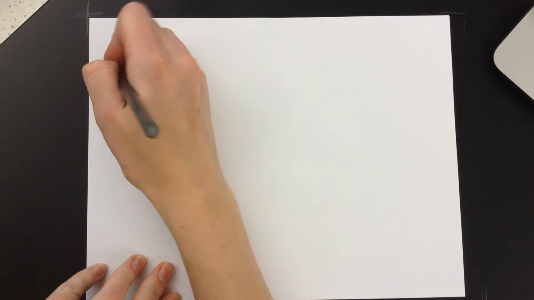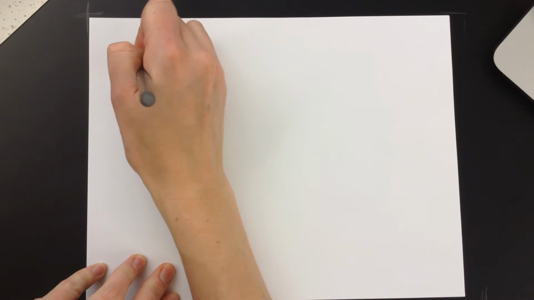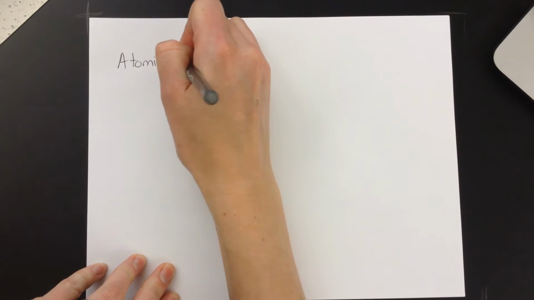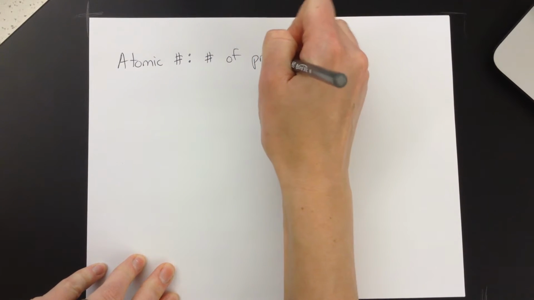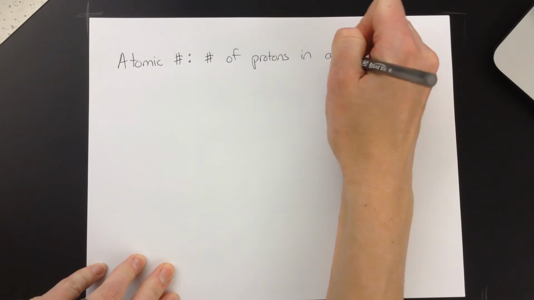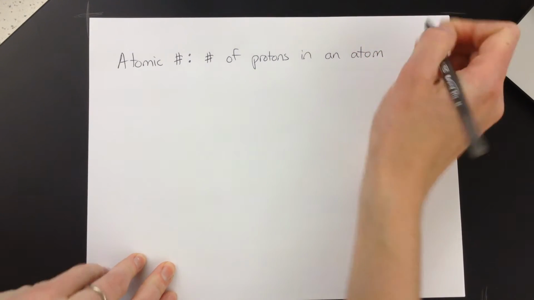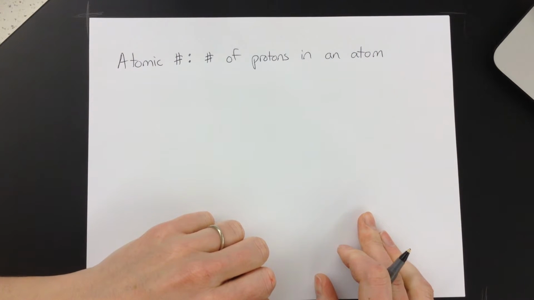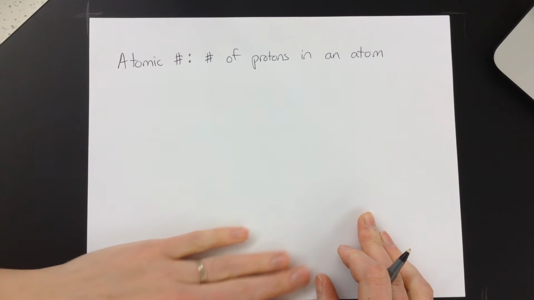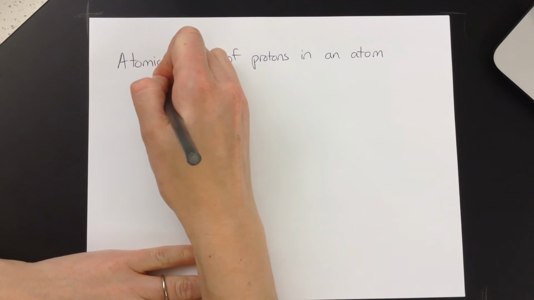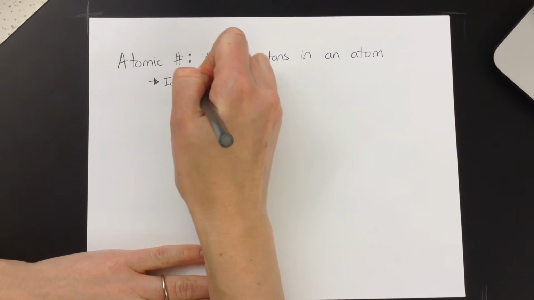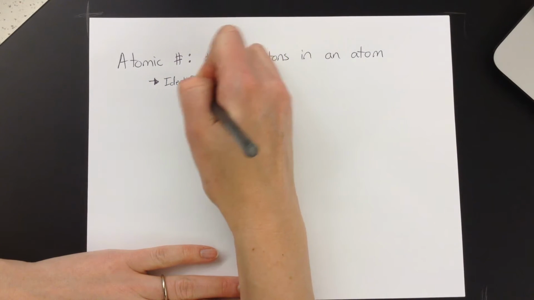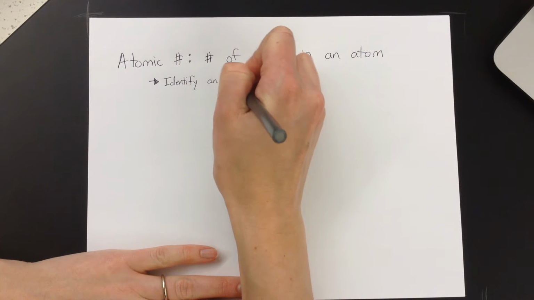So here's our definition. Our first one is going to be atomic number, and the atomic number is the number of protons in an atom. That's it. That's just what it's defined as. There's nothing to understand. The atomic number is just defined as the number of protons. That's important because we use that to identify an atom.